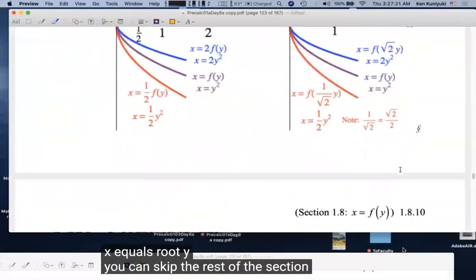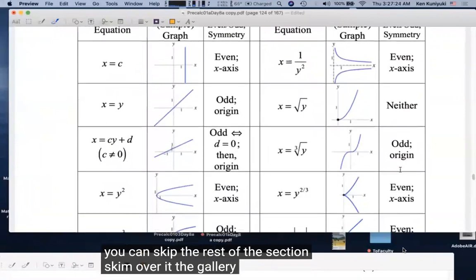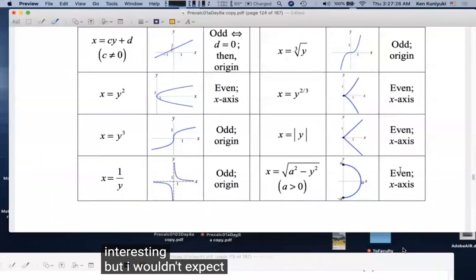You can skip the rest of the section, skim over it. The gallery, this is interesting, but I wouldn't expect you to know it off the bat.